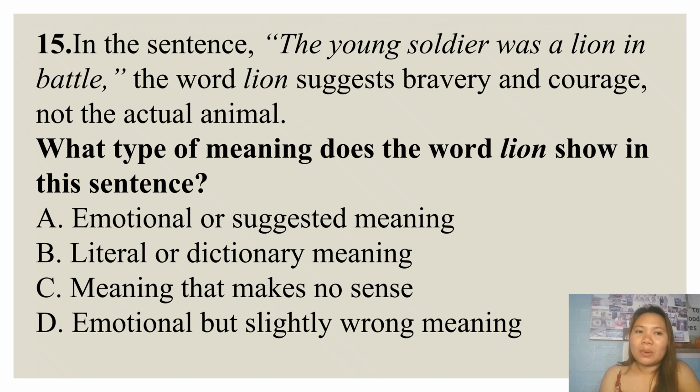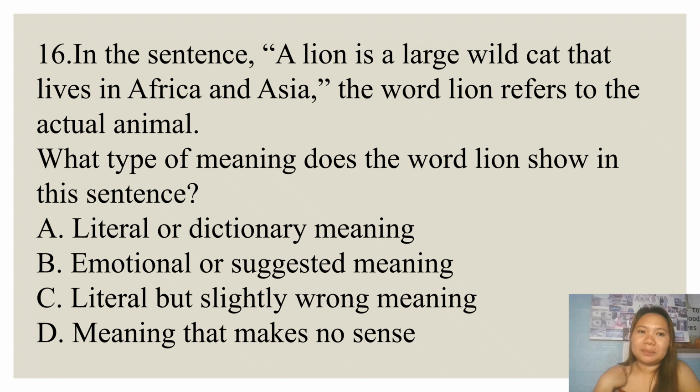3, 2, 1. Number 16. In the sentence, a lion is a large wild cat that lives in Africa and Asia. The word lion refers to the actual animal. What type of meaning does the word lion show in this sentence? A. Literal or dictionary meaning.